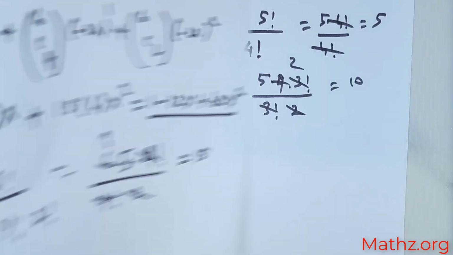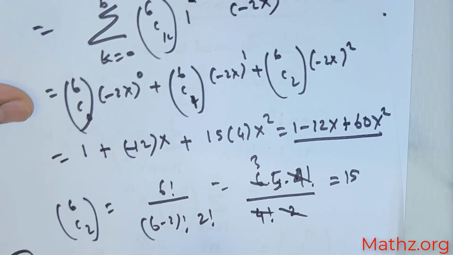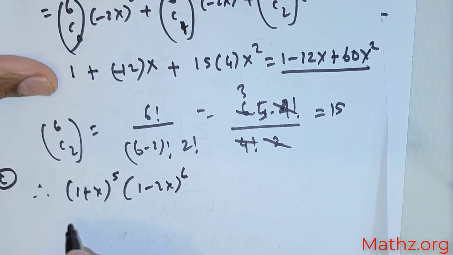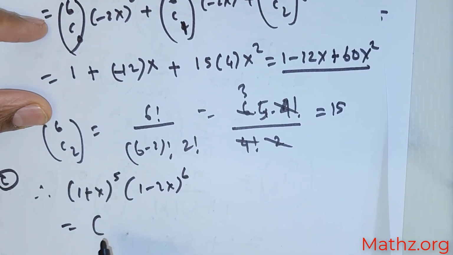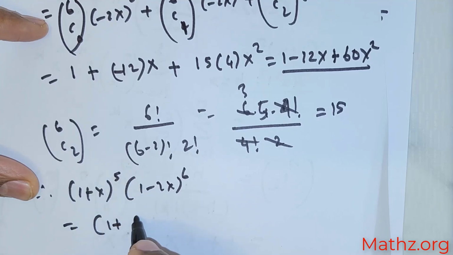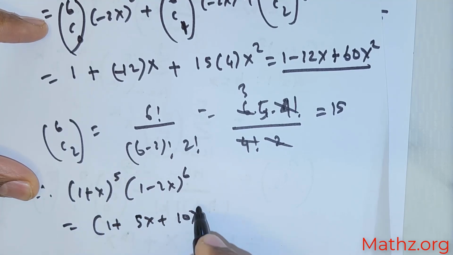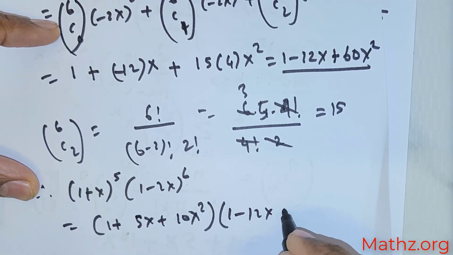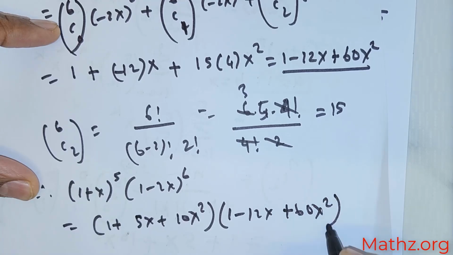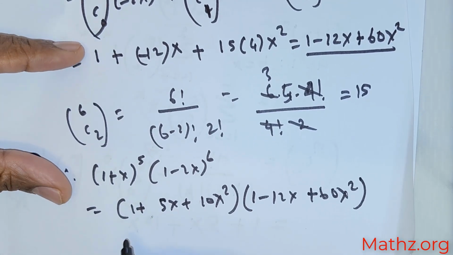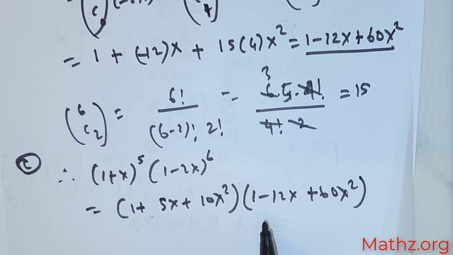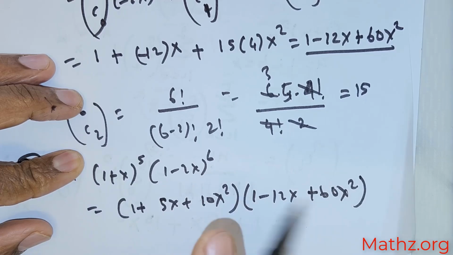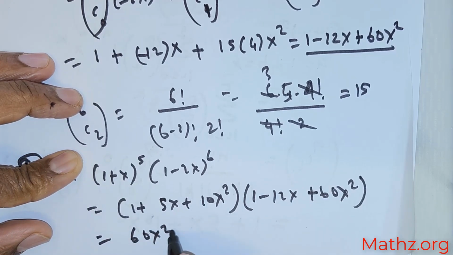(1 + x) raised to the power of 5 multiplied with (1 - 2x) raised to the power of 6. So this is equal to, now (1 + x) raised to the power of 5 is 1 + 5x + 10x squared. Now (1 - 2x) raised to the power of 6 is 1 - 12x + 60x squared. Now we need to catch all the x squared terms. So 1 multiplied with everything will give us 60x squared. So that is required here. So 60x squared is required.